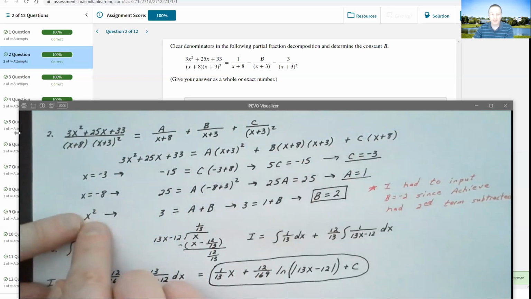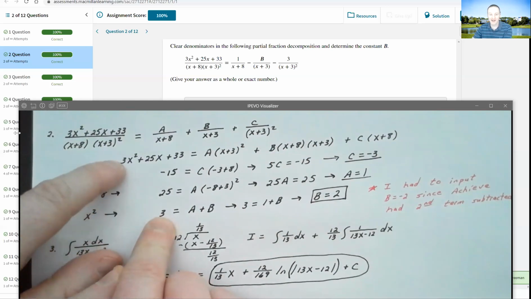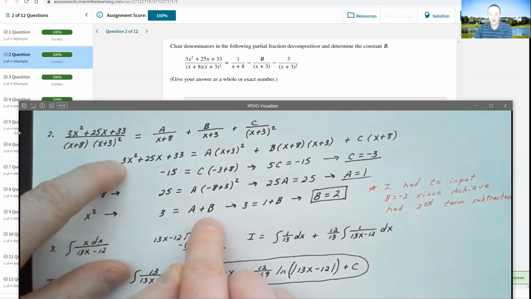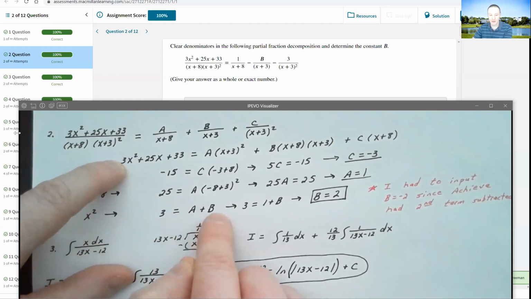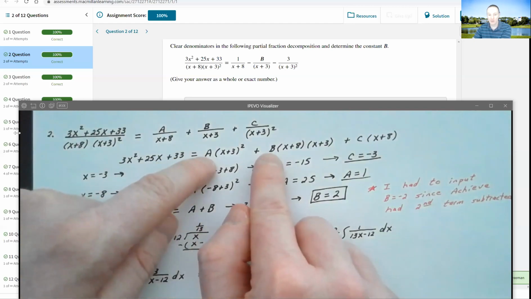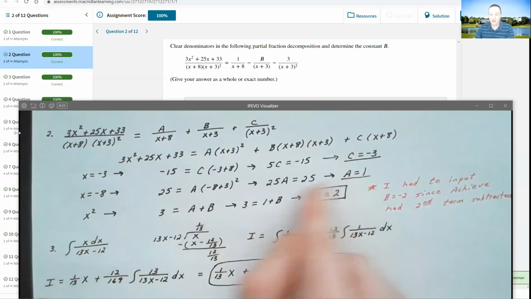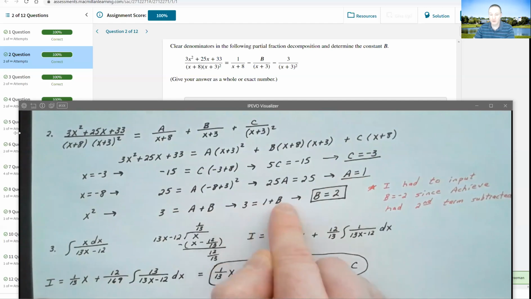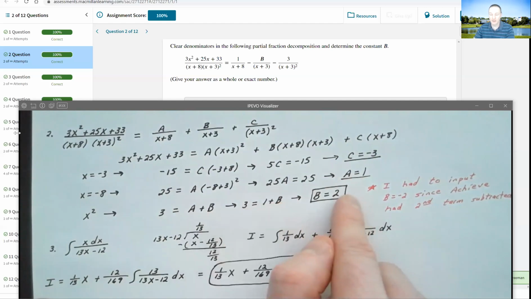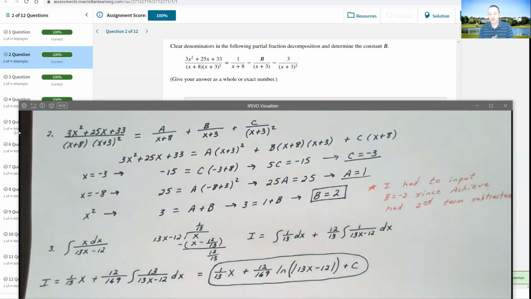So I said, let's consider the coefficients of x squared. The coefficient of x squared on the left-hand side is 3. We know the coefficients that will sum to be the coefficient of x squared on the right-hand side are going to be a plus b. So a plus b has to equal 3. Now, I already know that a is 1, so I get 1 plus b is 3. Well, then b is 3 minus 1. B is 2. So now I have my answer for a, b, and c.